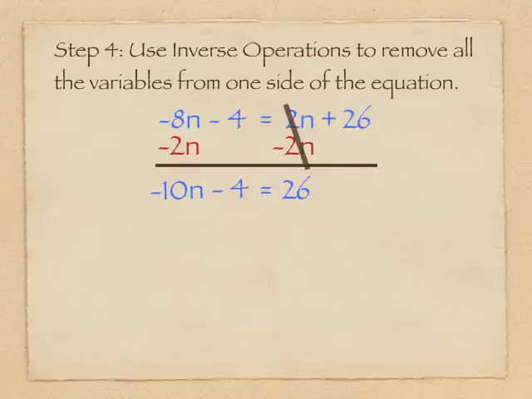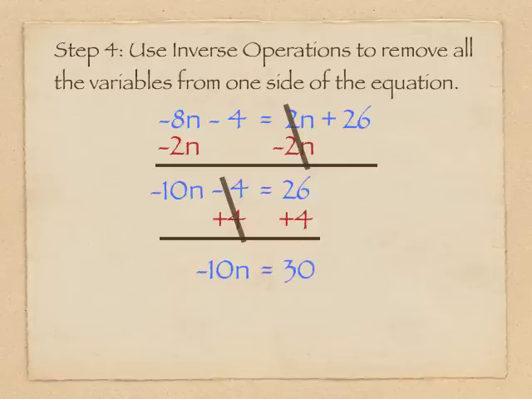By doing that step, again, I'm now back to a Mission 3 type of equation, where I now can look at adding 4 to both sides in order to cancel those out. And I'm going to have now, after I cancel those, negative 10n equal to 30. 26 plus 4 is 30.